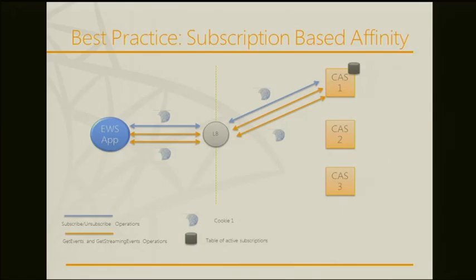So you have one unit of work monitoring a couple hundred mailboxes, and then the next couple hundred mailboxes may have a different cookie and you have affinity with another CAS server. But per bundle of subscriptions that you're doing in a GetEvents request, you want to make sure you go back to the server that's maintaining all of those active subscriptions.